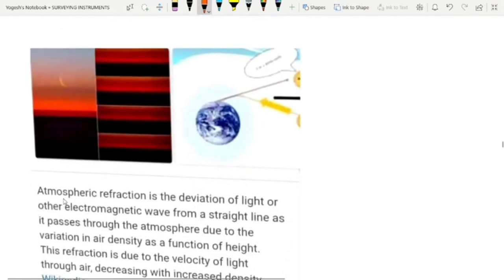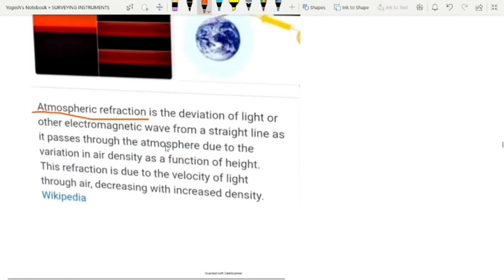Atmospheric refraction correction is the deviation of light we had discussed, the deviation of light due to atmospheric parameters, as it passes through the atmosphere due to the variation in air density. Air density is a function of height. Air density decreases as the height increases, and air density increases as the height decreases.